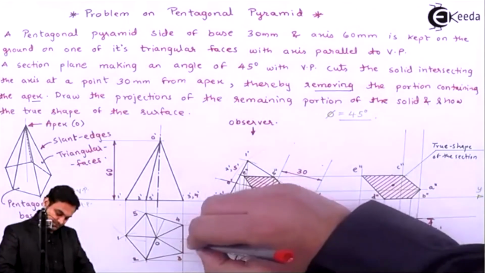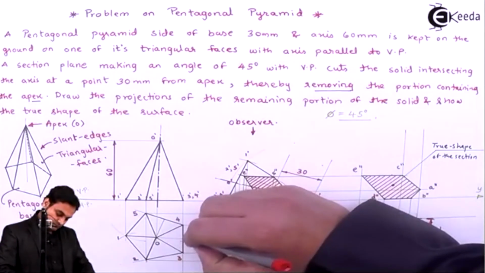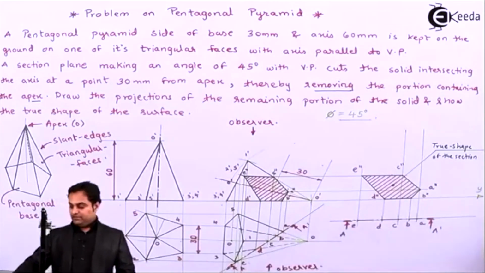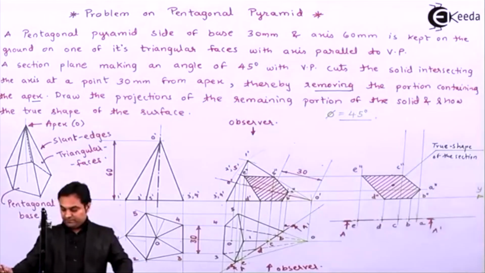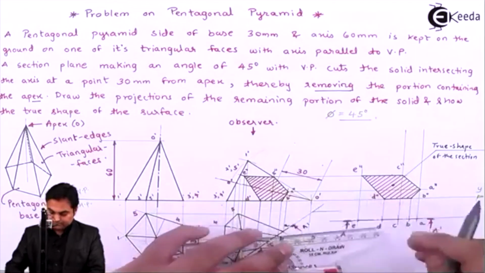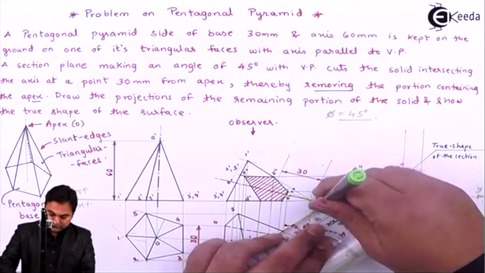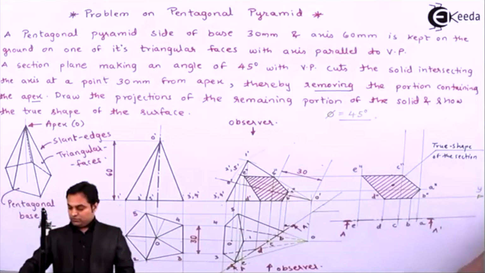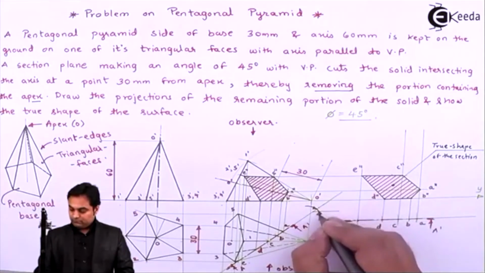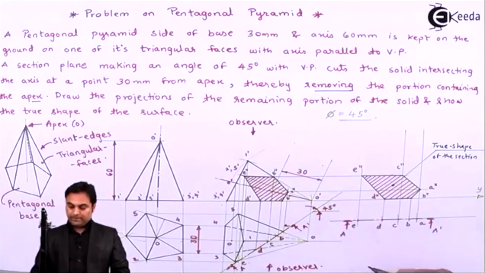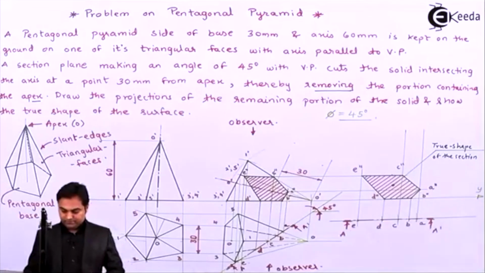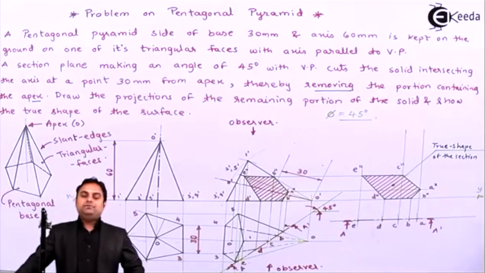Base 30 mm, axis height is 60 mm, the angle of the cutting plane is 45 degrees with VP seen in HP. So this is that extension showing the angle of the cutting plane, 45 degrees. Then with this we complete the solution to this problem.